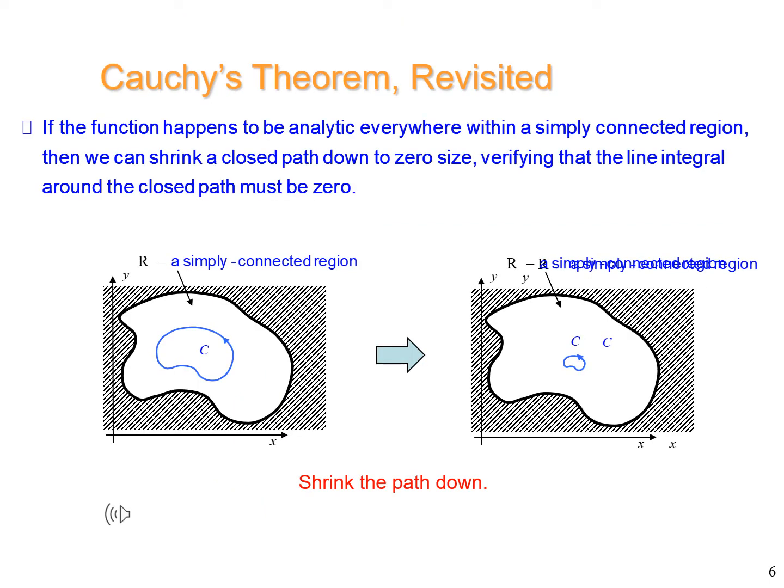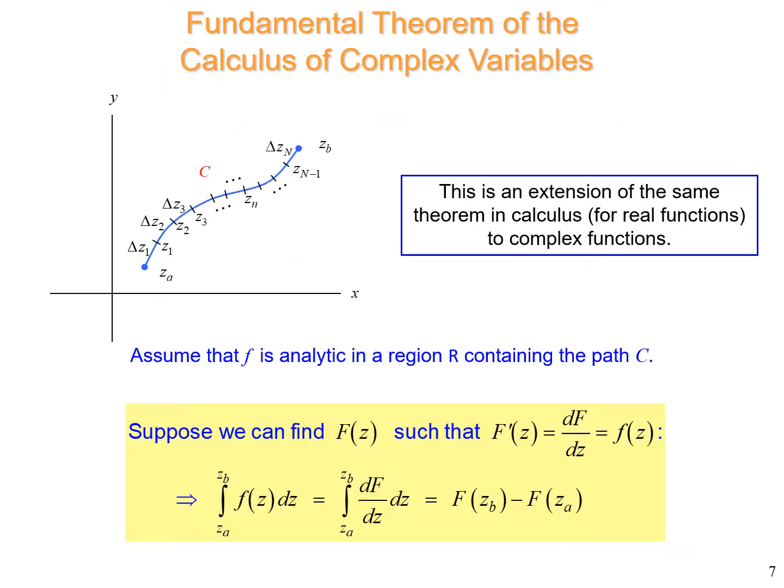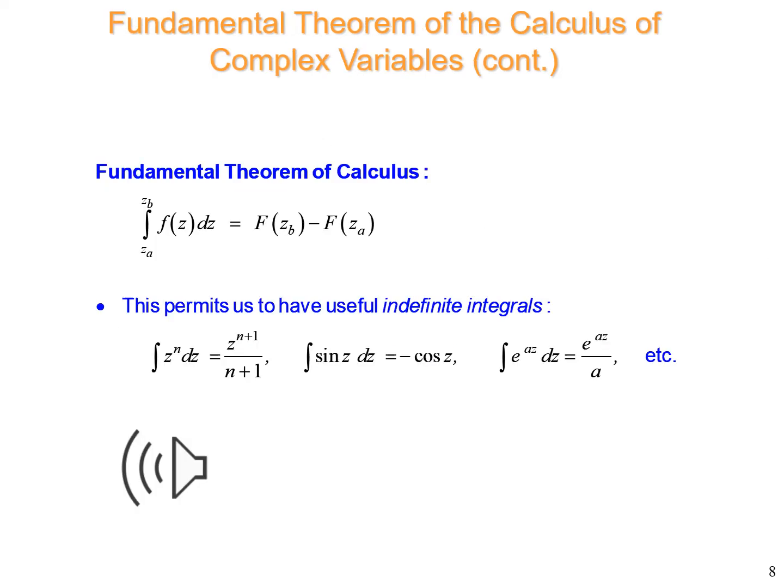The next slide shows the revised content of Cauchy's theorem, verifying that the line integral around a closed path must be 0. This slide shows the fundamental theorem of calculus for complex variables. So the integral over C from ZA to ZB of f'(z) dz is f(ZB) minus f(ZA). Similarly, we know the formulas for z power n, sin z and cos z. These are some integral formulas shown for your reference.